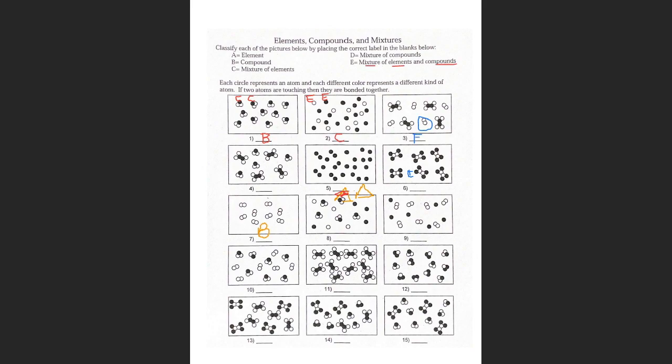So is 7 right? Did I get that one right? Let's see. 5 looks good. That's A, right? Yes. And then 7 is, no. Remember that they're the same. They're still elements.